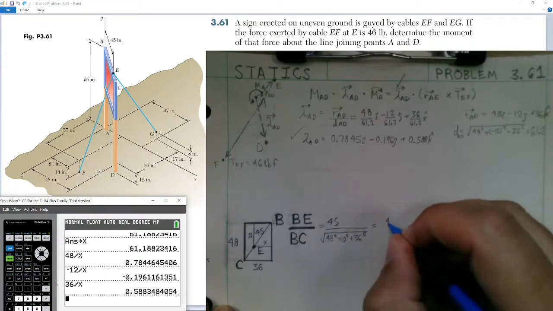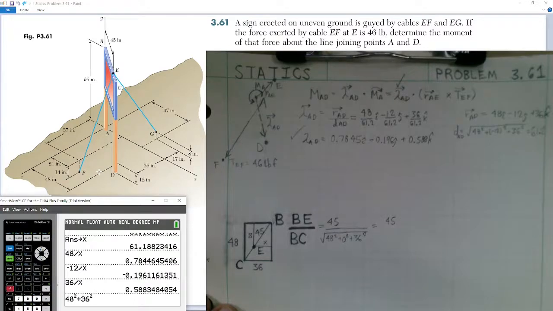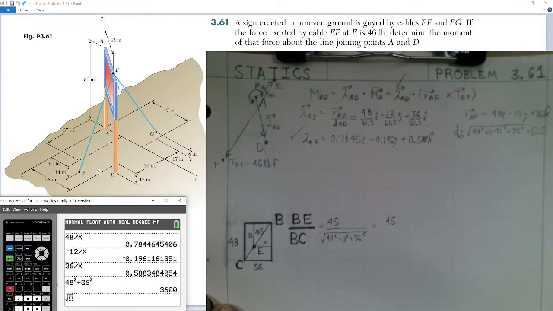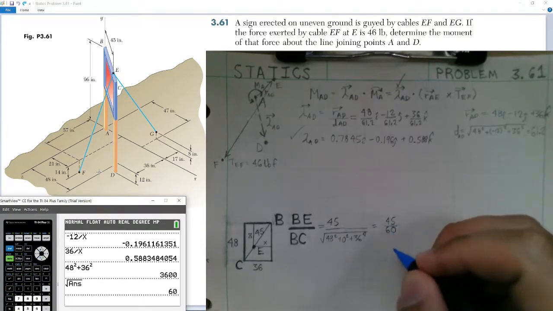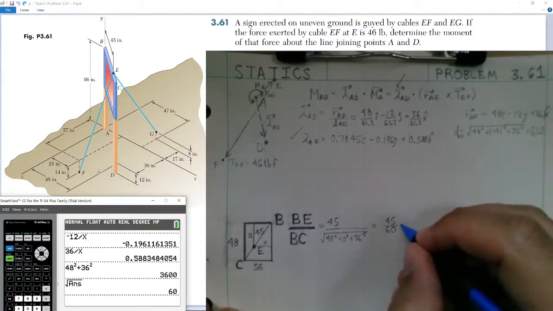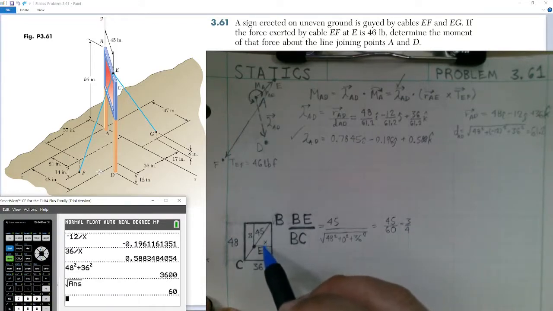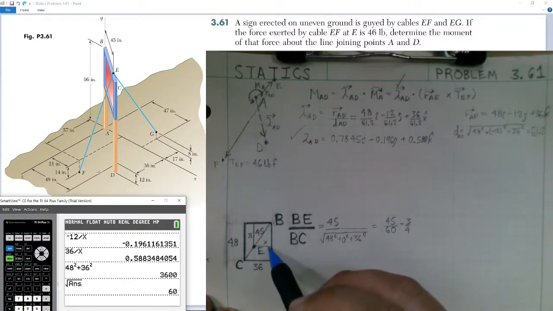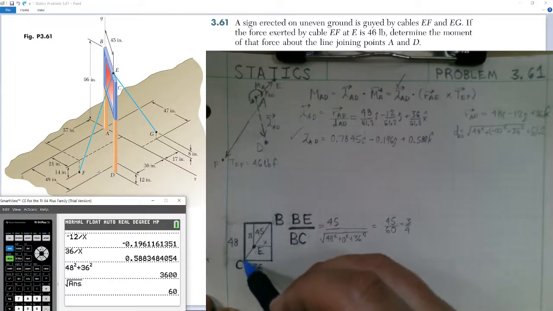So we type this out. We have 48 squared plus 36 squared. The square root of this number is going to give us 60. So we have 45 over 60. This will reduce down to 3/4. So that tells us in the x direction that B to E will be 3/4 in the x component. In the z direction, B to E will be 3/4 of B to C.